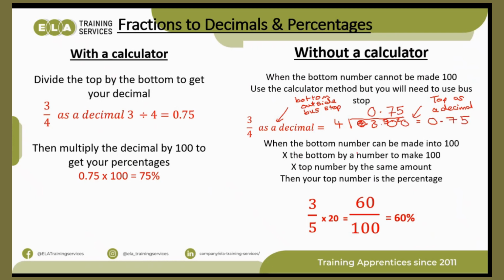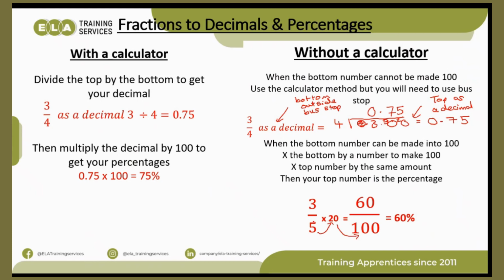However, when the bottom number can be made into 100, you times the bottom by a number to make it 100 and times the top number by the same amount, and then your top number is the percentage. So let me explain that to you. Say we have the fraction 3/5. This bottom number can be made into 100 by multiplying it by 20.